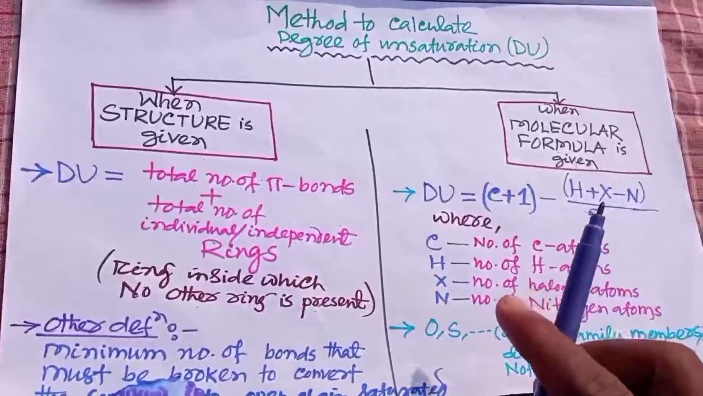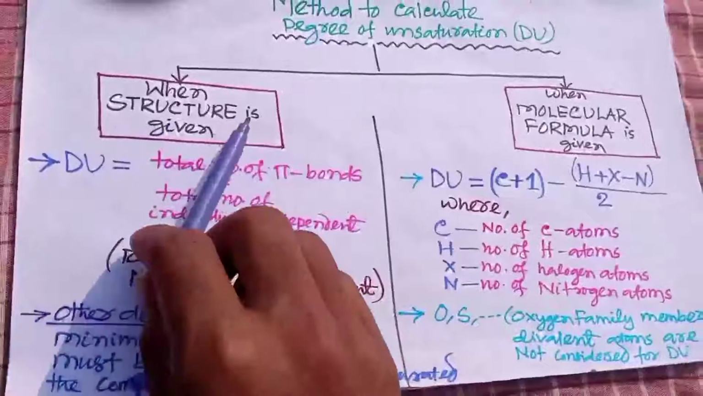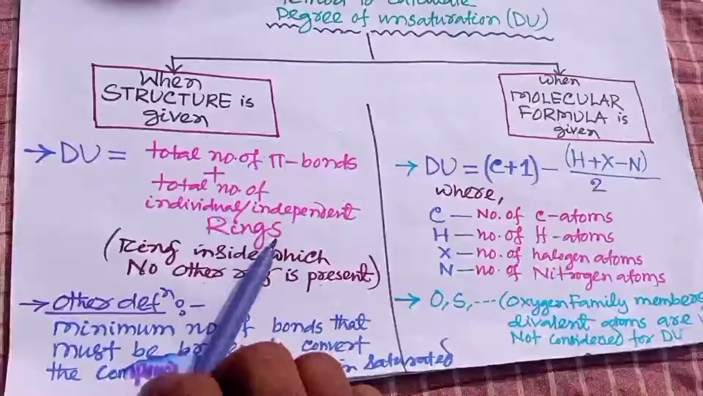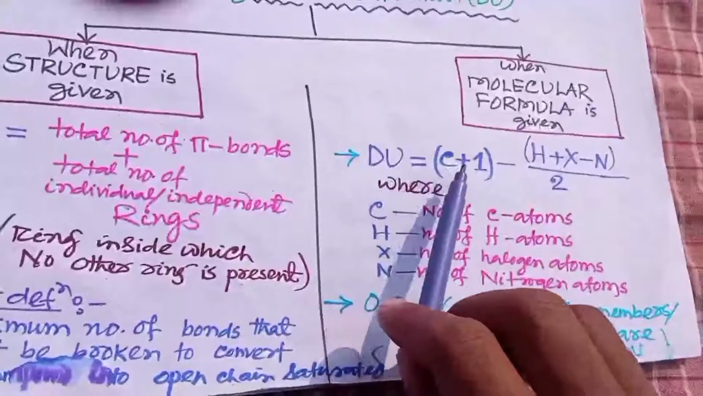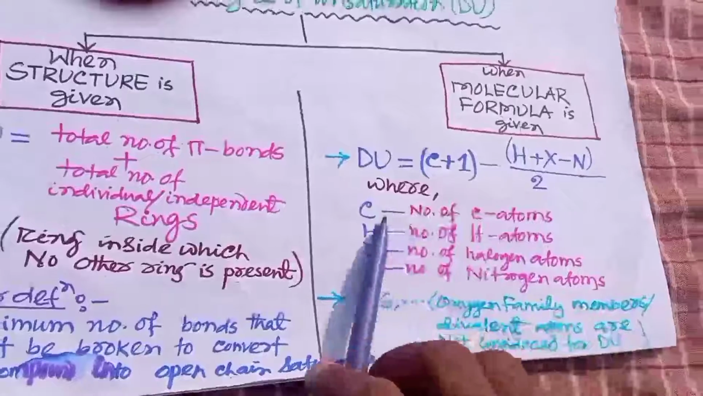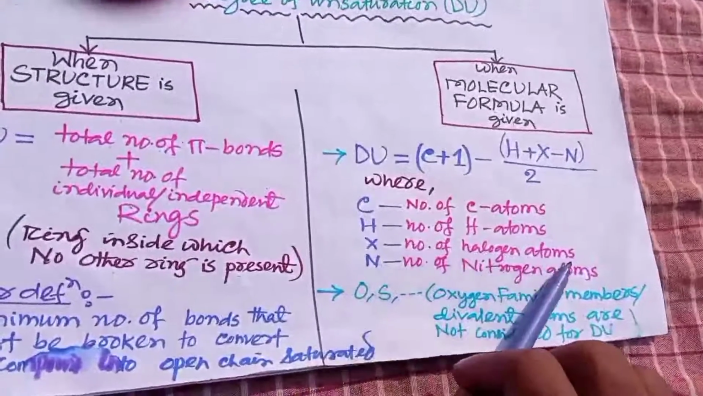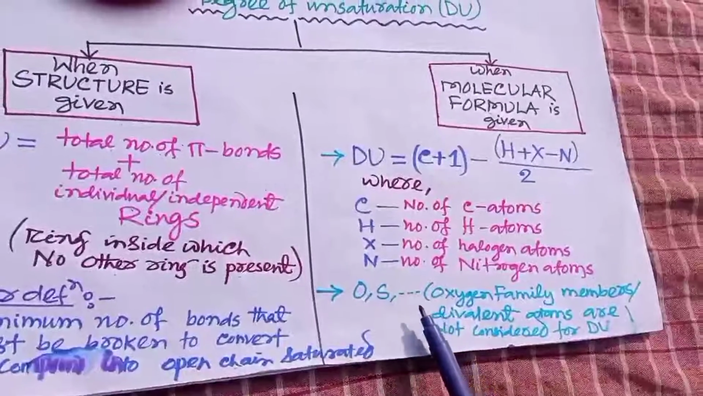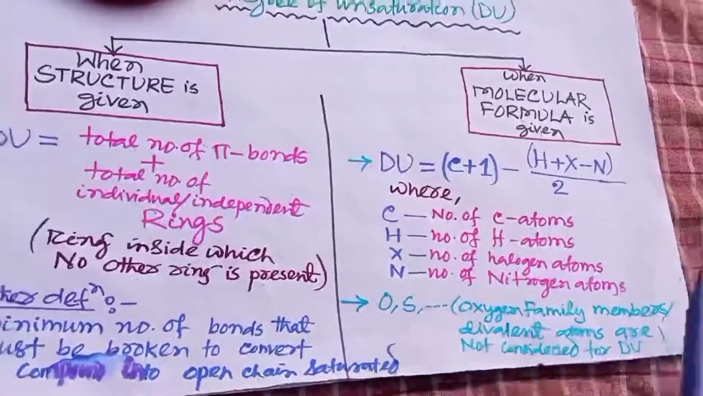So I am repeating it again. This is the method of calculation of DU. When structure is given, you just have to find out the total number of pi bonds plus the total number of individual or independent rings. When molecular formula is given, DU will be C plus 1 minus (H plus X minus N) upon 2, where C is the number of carbon atoms, H is the number of hydrogen atoms, X is the number of halogen atoms, N is the number of nitrogen atoms. And oxygen, sulfur like atoms are not considered for DU calculation. They are neglected.